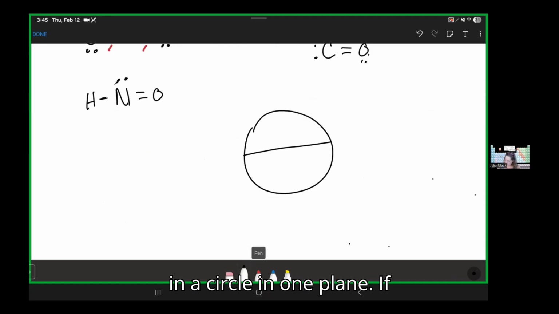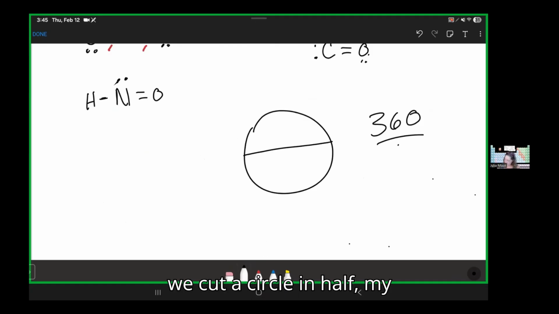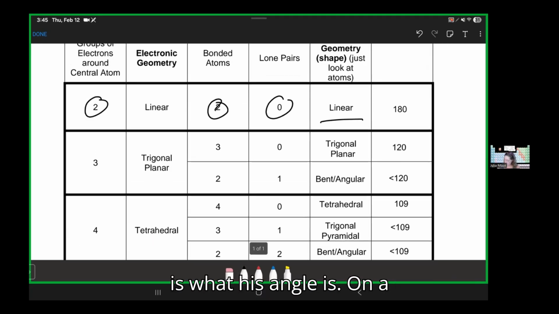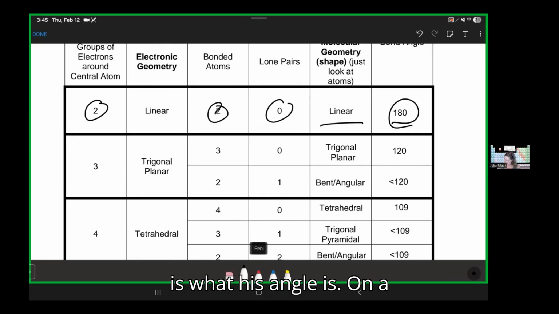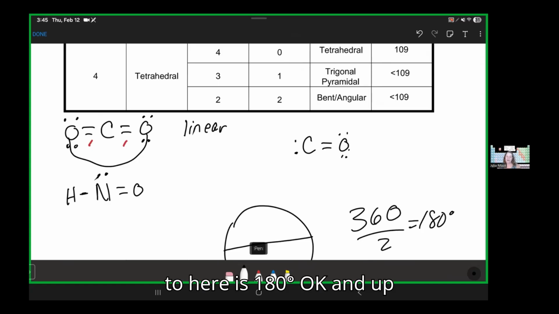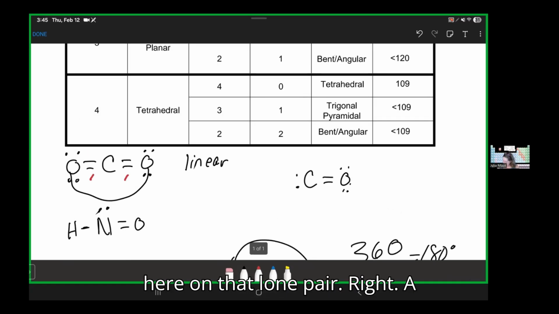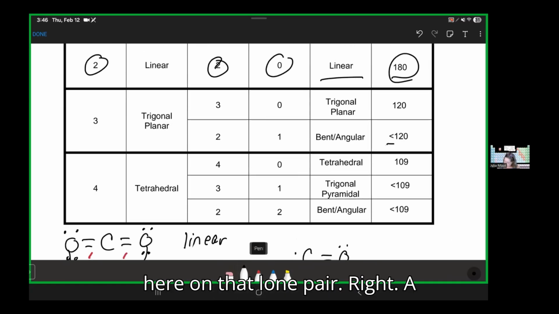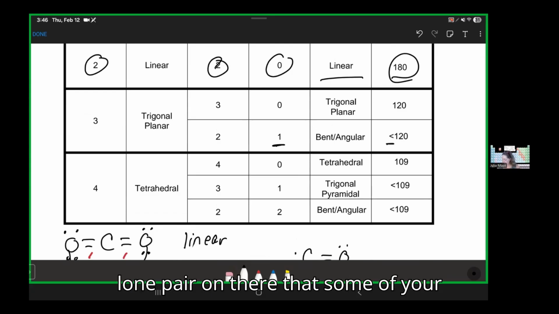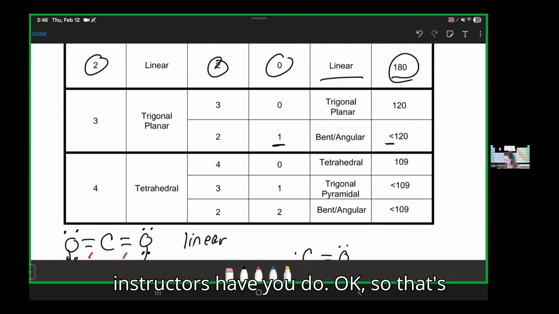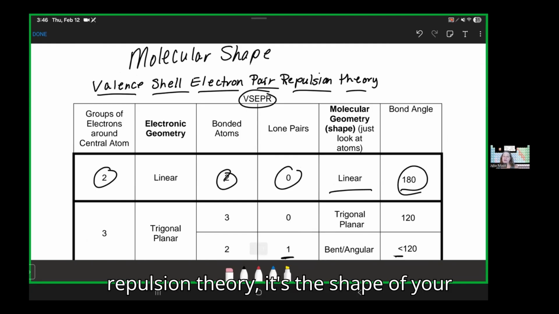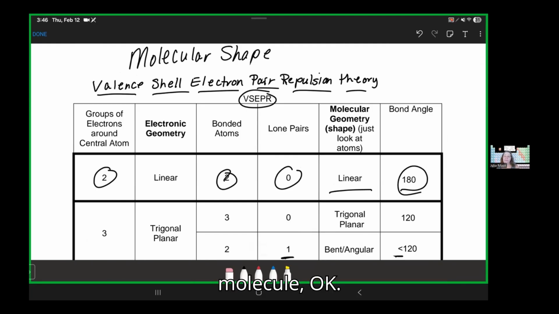If we cut a circle in half, my 360 degrees divided by 2 is 180 degrees. And that is what his angle is. On a linear, it's 180 degrees. The angle from here to here is 180 degrees. And up here on that lone pair, a little bit less than if you have that lone pair on there that some of your instructors have you do. So that's your VSEPR shapes, your valence shell electron pair repulsion theory. It's the shape of your molecule.